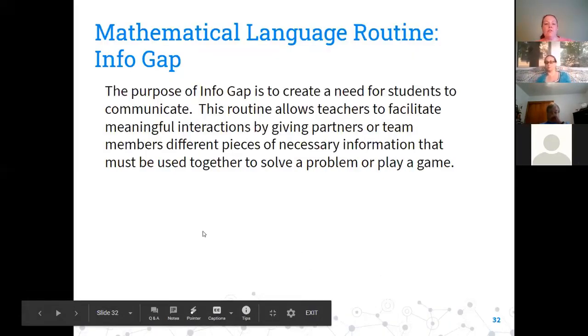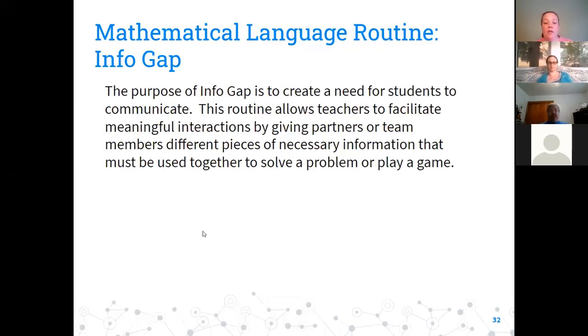So the purpose of an info gap is to create a need for students to communicate. Like they are going to have to communicate in some way because one person has some information and the partner has the other information, and only together can that information help them solve the problem. So it forces them to communicate.